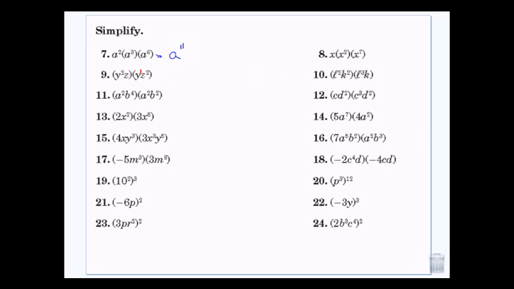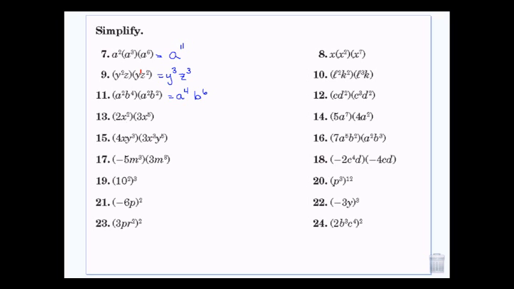Okay. So I have y squared times y to the 1, that's y to the third, and then z times z squared is z to the third. Okay. A squared times a squared, so 2 plus 2 is 4. B to the fourth, b squared. Always add exponents, right? When you're multiplying, yes.